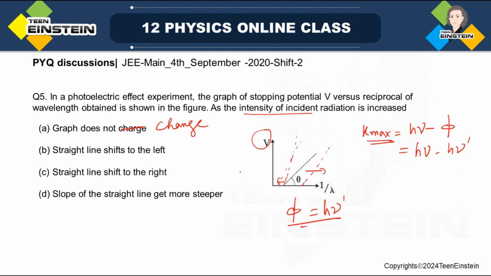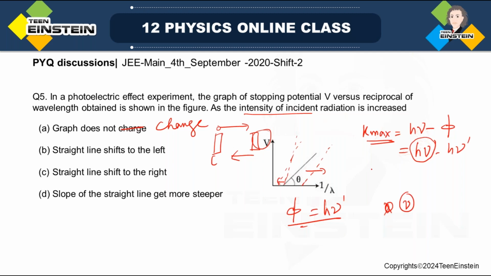Now, stopping potential means if you have the cathode and you have the anode here, you have to give some reverse potential such that the emitted electron does not reach the anode. If you want to do that, you have to decrease the energy. Somehow you have to decrease or lose the energy of the emitted electron. How do you decrease this energy? So 1 over lambda has a dimension of nu only. Dimension of nu. So as nu increases, what happens?